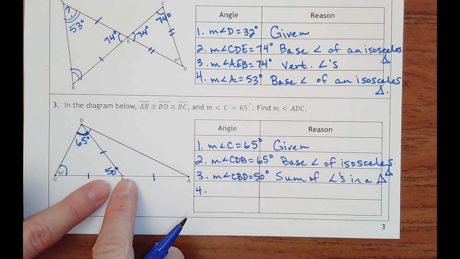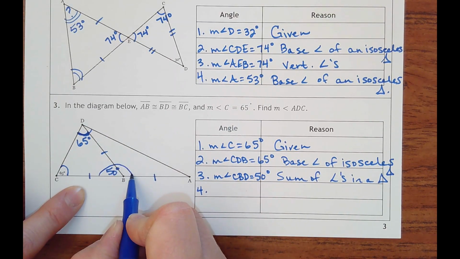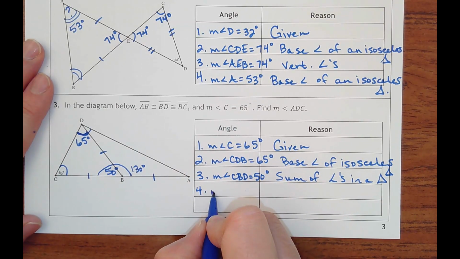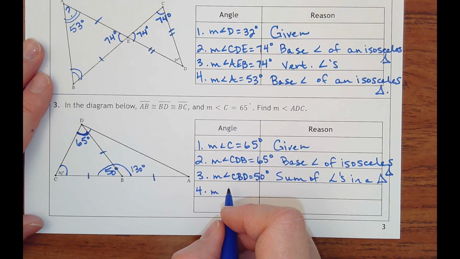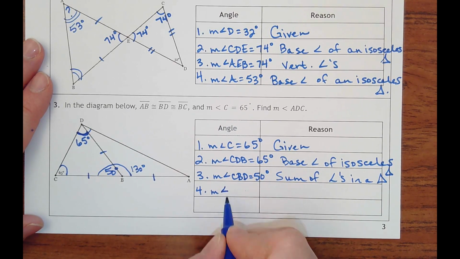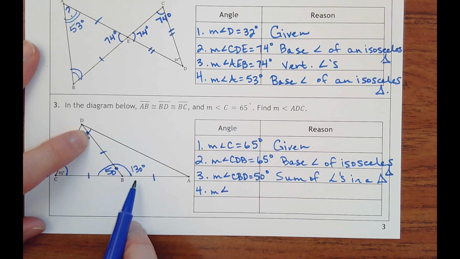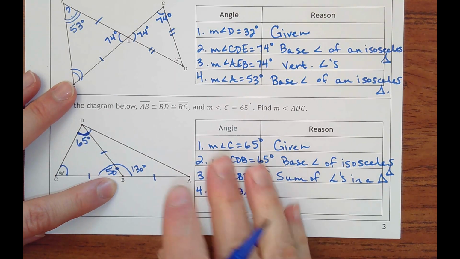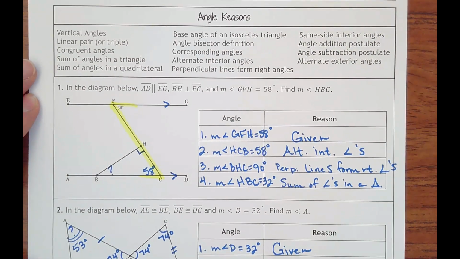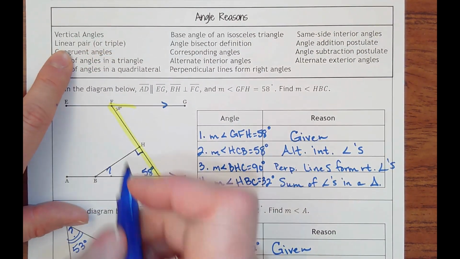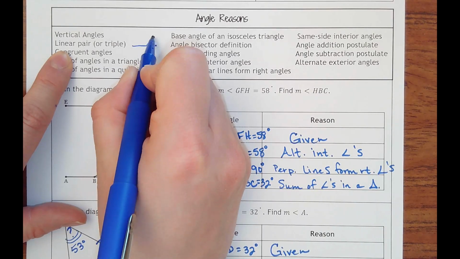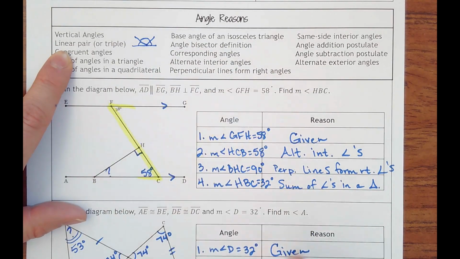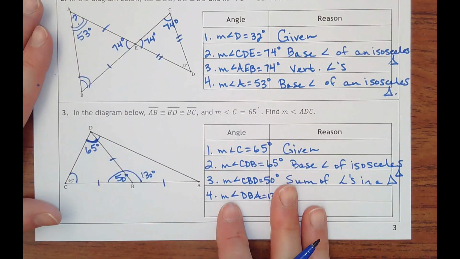Okay, then I have a linear pair here, right? These should add to make 180. So 180 minus 50 is 130. So I'll say measure of angle DBA, 130. And that's something about a linear pair. Right here it says or triple. Sometimes you have a line and you'll have maybe 3 angles here, here, and here, making a linear triple, but we're going to say linear pair.